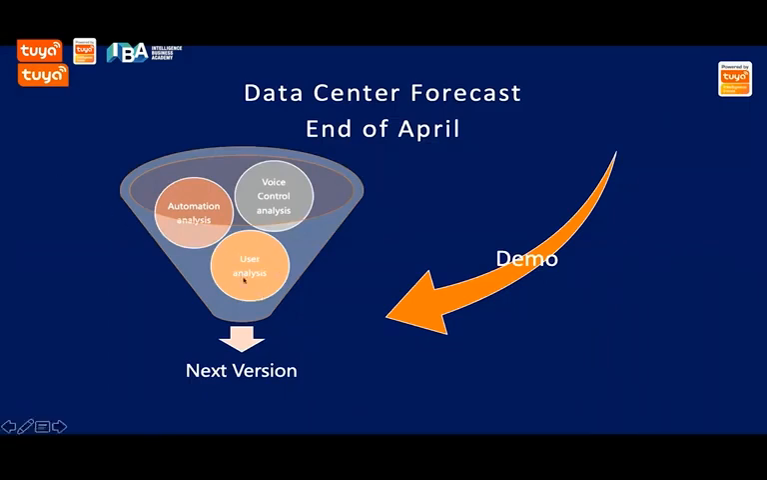And for user analysis, there are 2 dimensions. The first one is for the app, like how long the user has been registered and how long it has been activated. And the other side is the product side, like how many devices the user has. So you can have different levels of users.